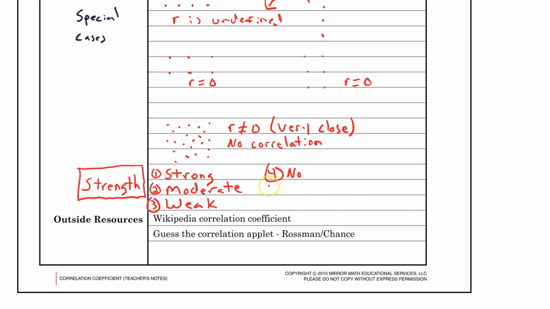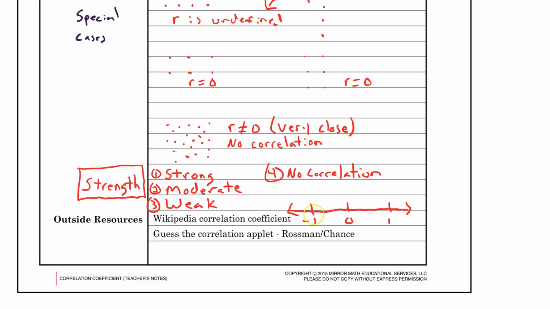Now, weak and no correlation, they will sort of blend together. In fact, all of these will. If we consider the number line momentarily, we have -1 here, 0 here, and 1 over here. If we have numbers very close to -1 and 1, we can call them strong. If they're in the middle, we can call them moderate. If they're closer to 0, we would say weak or no correlation.